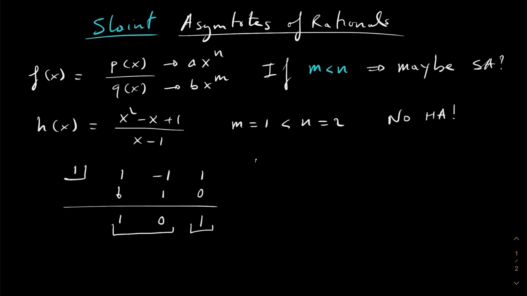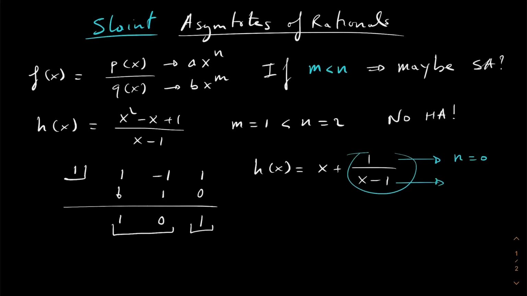And so with that, I can go ahead and rewrite h of x as x plus 1 divided by x minus 1. With h of x written in this format, you can see now that the rational portion of this expression has on top 1, which has a degree of 0, and on the bottom, x minus 1, which has a degree of 1. And since in this case m is smaller than n, this is going to be going to 0.